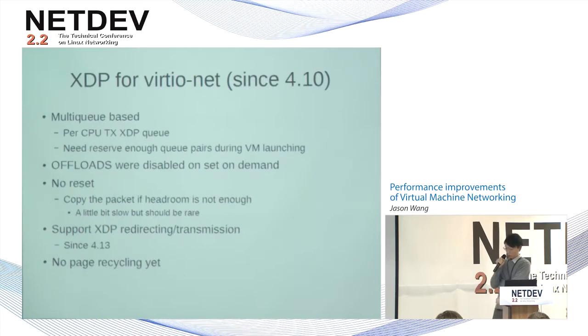But we chose to use another idea. Before the XDP set, we don't reserve any headroom. And after the XDP set, we will try to reserve headroom. So there will be a small chance that we meet a packet which was allocated before XDP was set. So we detect this case and do the data copy. This is a little bit slow, but it should work and should be rare. And what's more important is that we also support XDP redirection and transmission. This means that we can use XDP to accelerate the traffic for something like a nested VM. No page recycling is supported yet, so it would be nice to have.